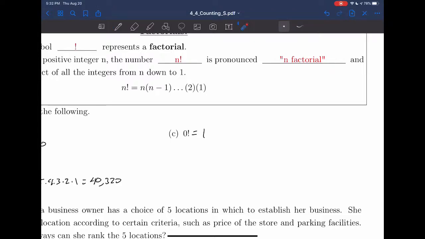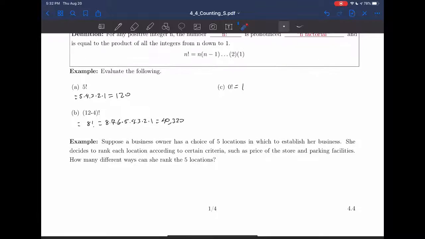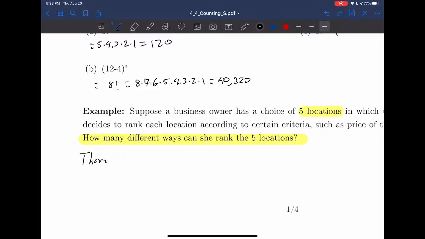And factorials are really good for computing every possible outcome in your experiment. For example, let's say you're a business owner and you have 5 locations to establish your business, and you want to know how many different ways you could rank these locations. Well, there are actually 5 factorial ways that you could possibly rank this, or 120 different ways.